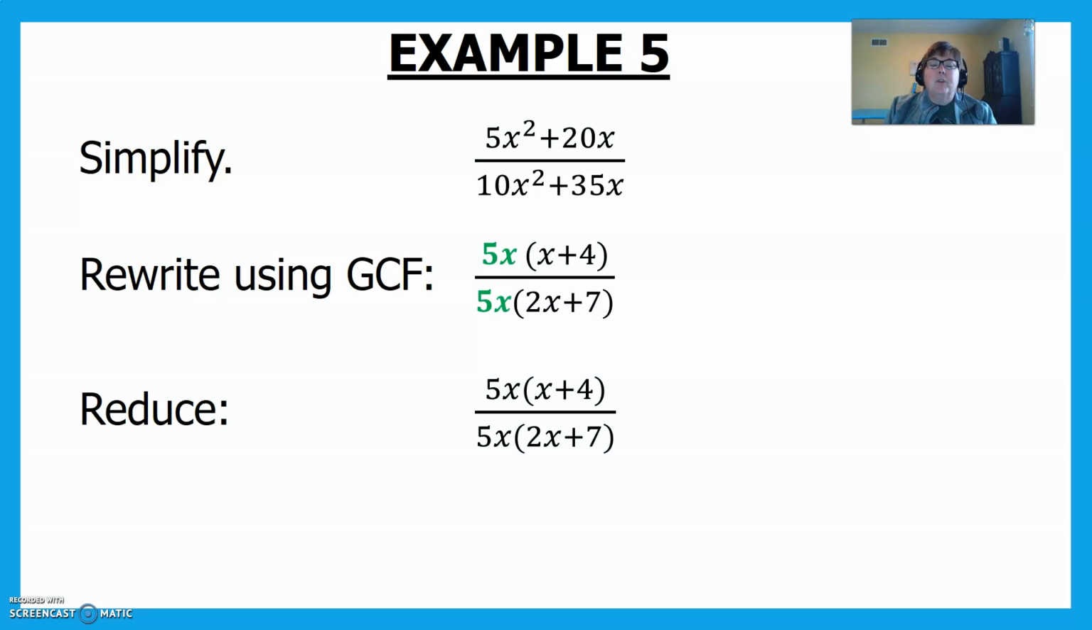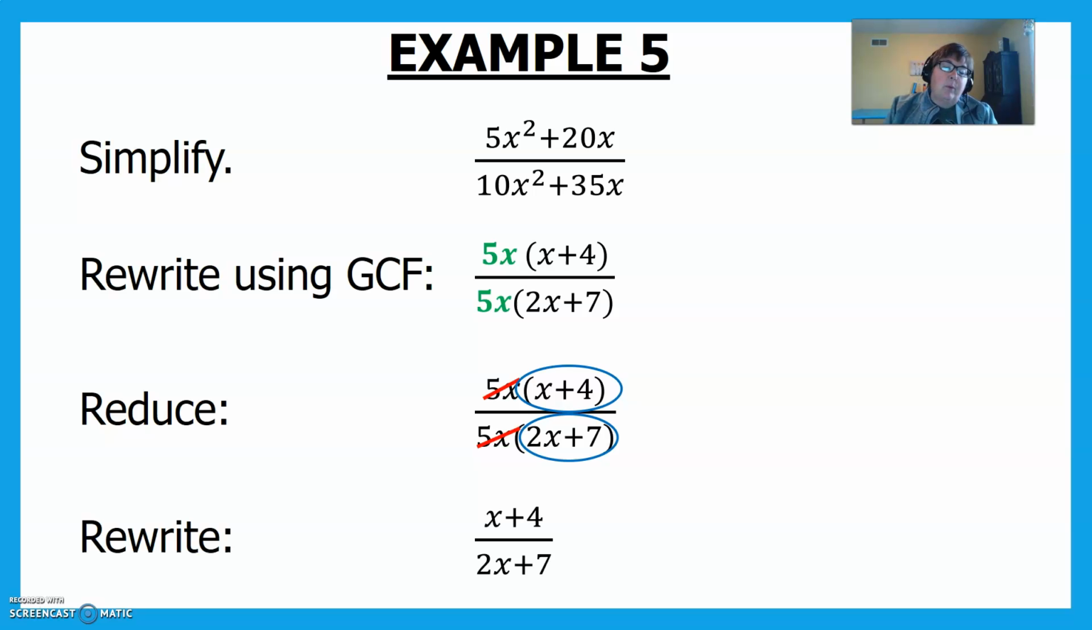So I'm going to reduce anything that I have in common. Well, there's a 5x and there's a 5x. The other two things are not the same, so I'm going to circle those. And then my last step is to rewrite what's left. So when I rewrite it, I get x plus 4 over 2x plus 7. And that's my final answer.